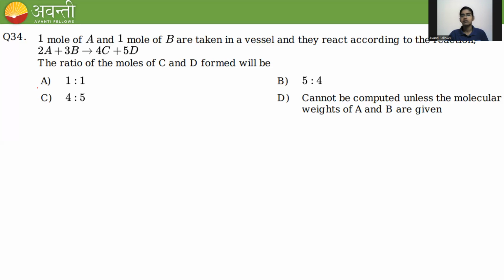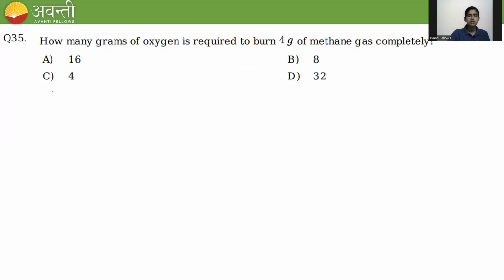Since we have 1 mole of A and 1 mole of B in a vessel, we don't have to bother about the number of moles of A and B, the initial amount of A and B. So C and D are going to remain the same with the 4:5 ratio. So option C will be the correct answer. Now coming to question number 35.